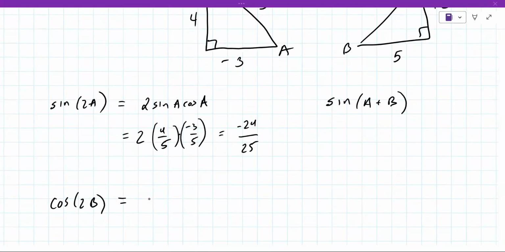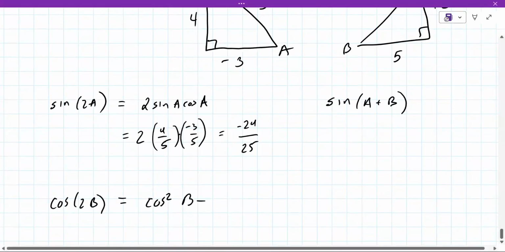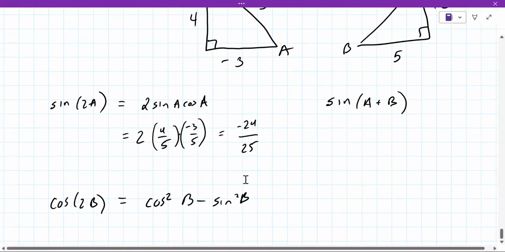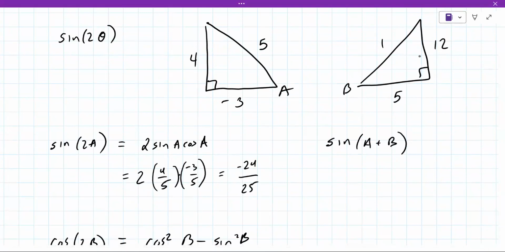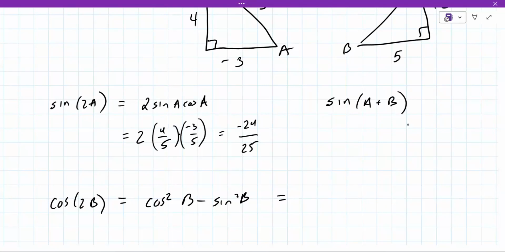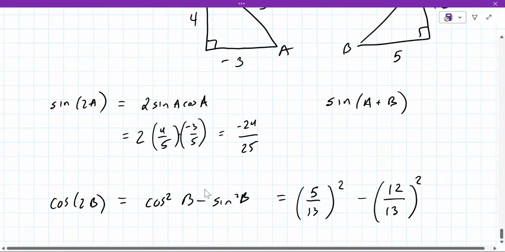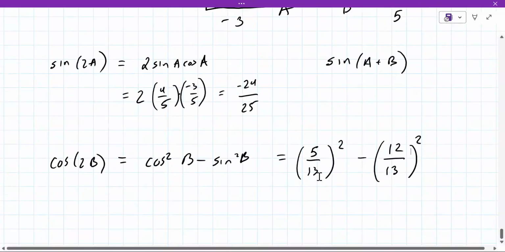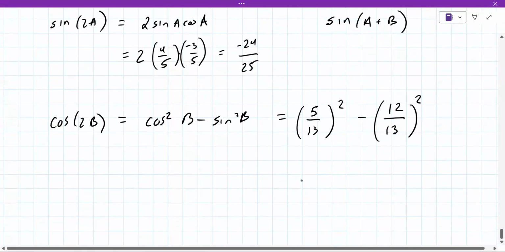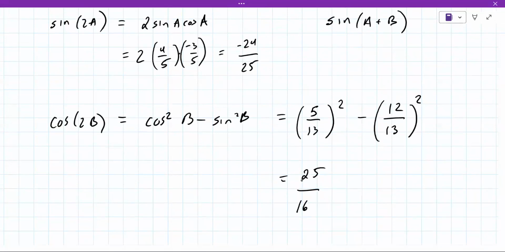I think we used this one earlier, cosine squared B minus sine squared B. Okay. And then you go to that triangle, like, oh, I need the hypotenuse, and you solve it for the hypotenuse. And then you say, okay, cosine B, that's 5 over 13 squared minus 12 over 13 squared. They like the squared ones because if you ever have roots in your triangle, radicals go away. Oh, okay.